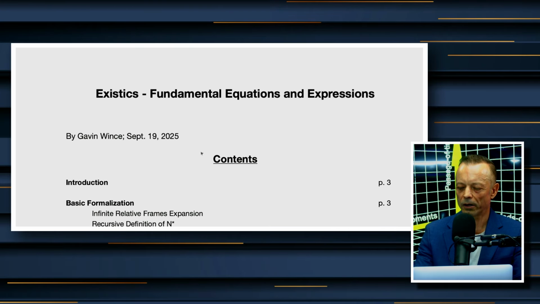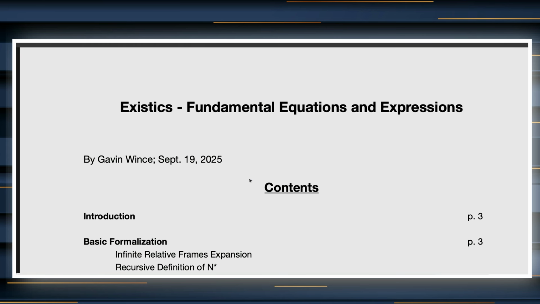To demonstrate existics as a more general formalization of fundamental laws, we will focus specifically on the mathematics of physics. I will now use the formal language of existics, expressed in mathematical form, to derive the fundamental mathematics used in physical law and demonstrate where modern physics fails and the existics applications to physics succeeds. So let's go ahead and go to document number 1. This is a document I put together in September, titled Existics, Fundamental Equations and Expressions, and we're going to go over the contents briefly.